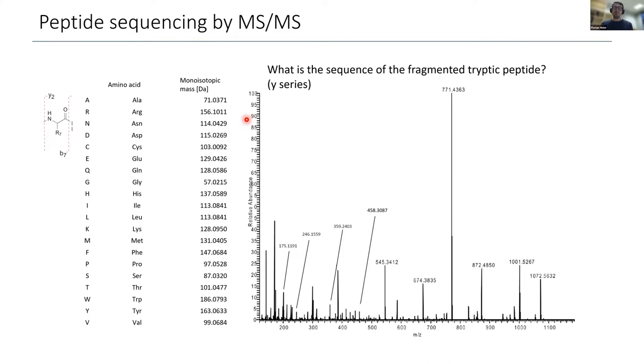That is our reference table that gives you, like you see here, all the amino acids, and each amino acid is listed here with its monoisotopic mass. So you could approach this problem by checking which masses you can fit in between two peaks.